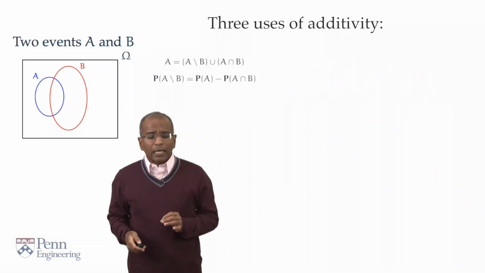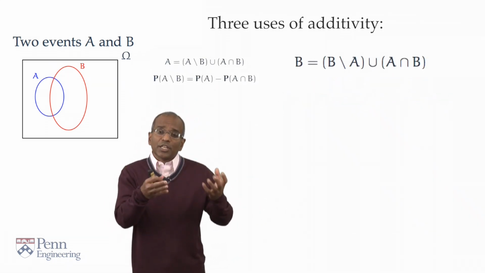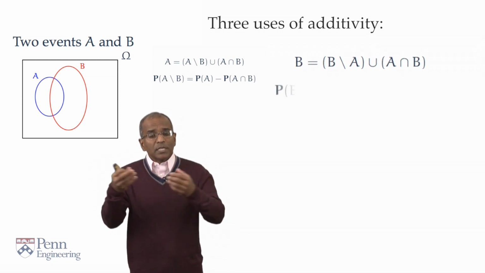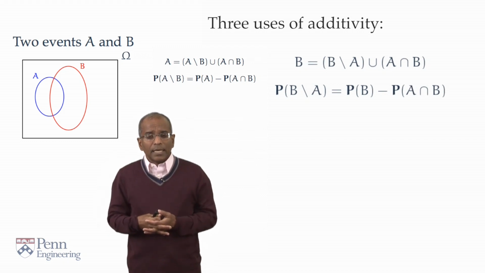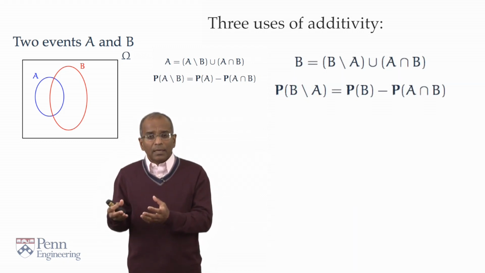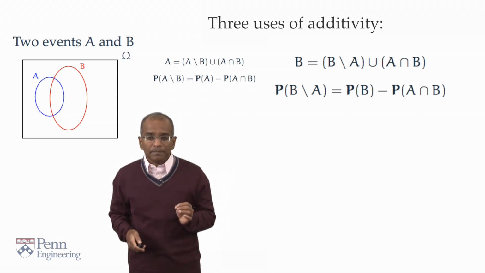We can do the same thing for the event B, decompose it as B minus A union with A intersection B. The probability of B is the sum of the two probabilities, rearrange terms, and you've got an analogous identity for the probability of B minus A as the probability of B minus the probability of A intersection B.